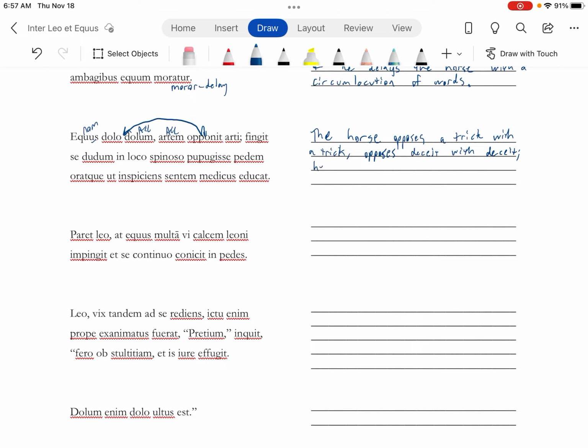All right, fingit. He pretends. And if you notice our perfect active infinitive right here. All right, so all of that is going to be some more indirect statement. And so he pretends, say that he, reflecting back on the subject, which is the horse, iamdudum, long ago, had pupugisse, ooh, that's kind of fun to say, had pierced his pedem, his foot, in a thorny location, in loco spinoso.